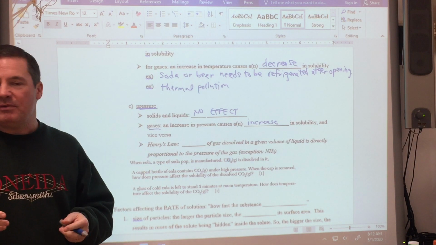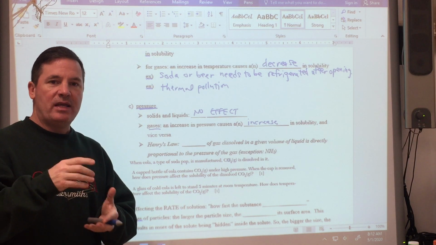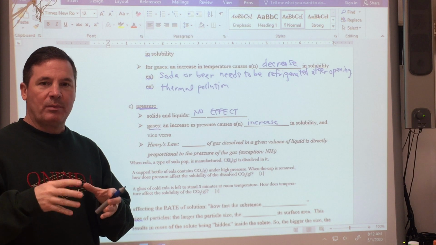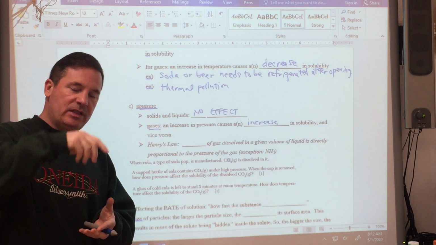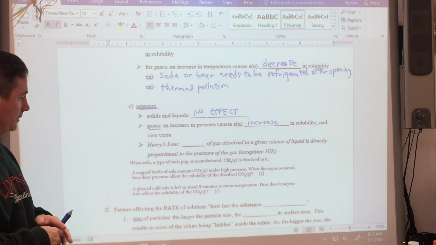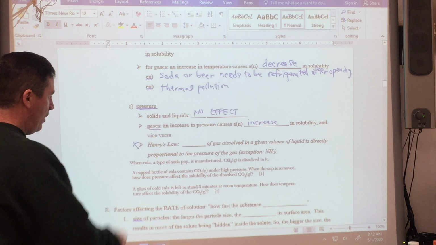And you've all done that before. If you have a soda and you shake it and then you open it up, you shaking it is causing more pressure inside, and when you release that pressure, all the gas comes out and then it sprays all over. Okay? We don't have to worry about Henry's law.